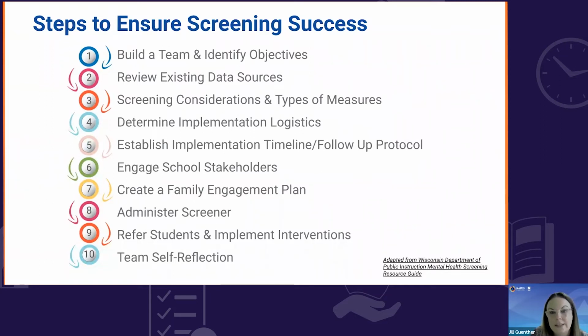Step 6 is engaging school stakeholders. Step 7 is creating that family engagement plan and really thinking about what engagement means. Step 8 is administering the screener. Step 9, referring students and implementing those interventions. And then step 10, that team self-reflection.